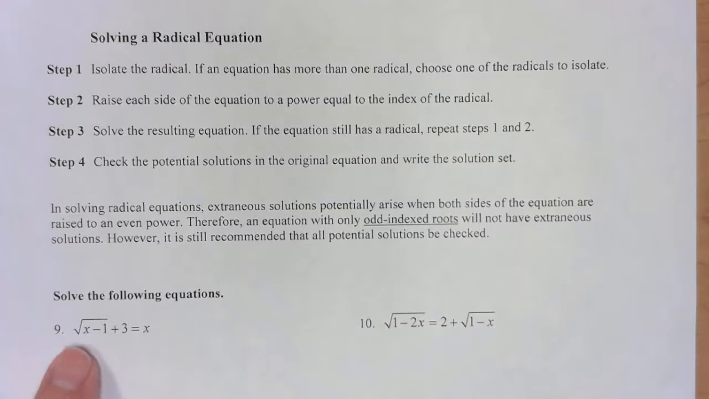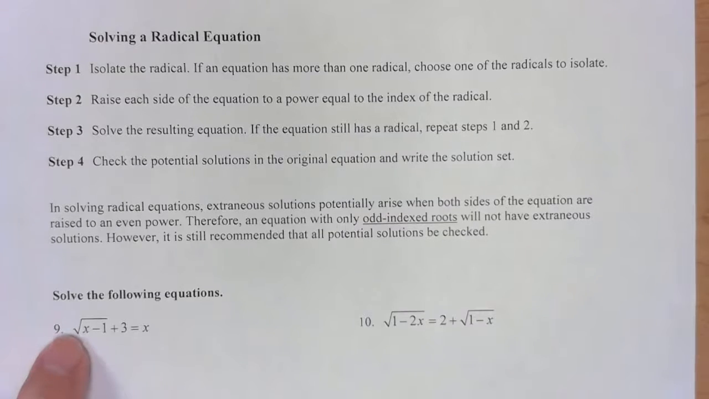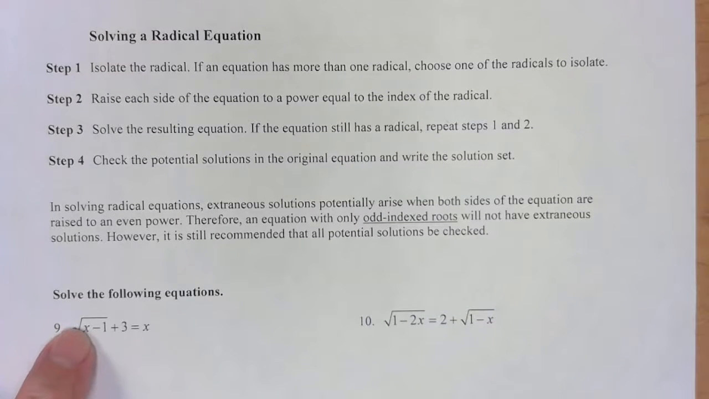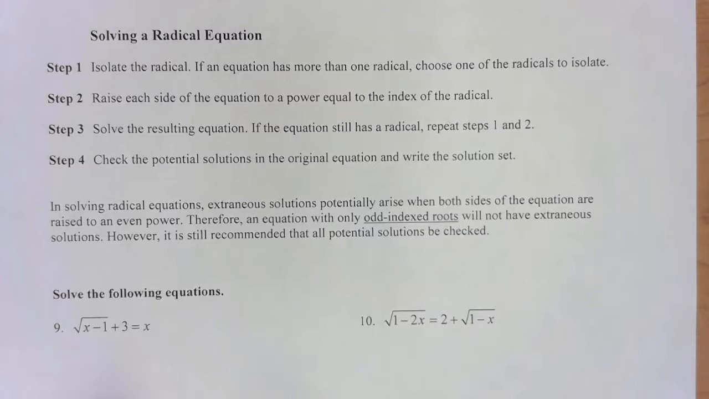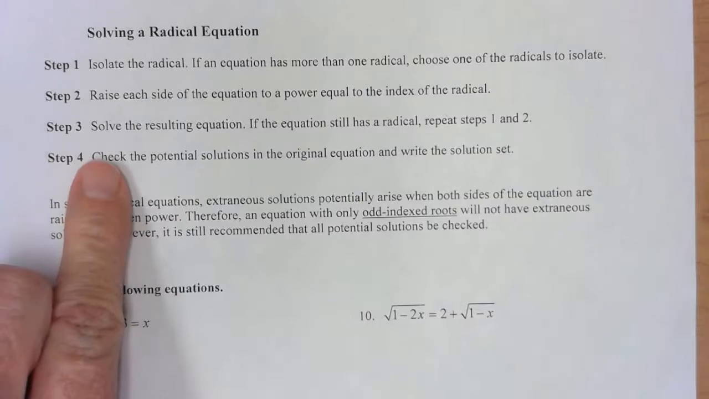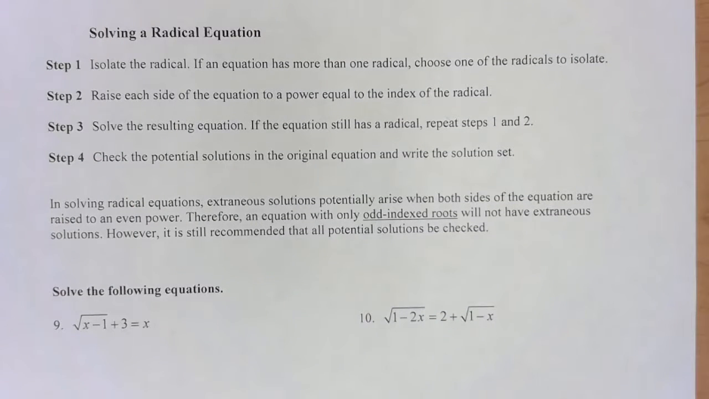So in number 9, the radical, that's a square root, the index right in there is understood to be a 2. So I would raise both sides to the second power. And this one, both sides to the second power. If it were cube root, then I raise both sides to the third power. Now in step 3, solve the resulting equation. If the equation still has a radical, we have to repeat steps 1 and 2. Step 4, check the potential solutions in the original equation and write the solution set.